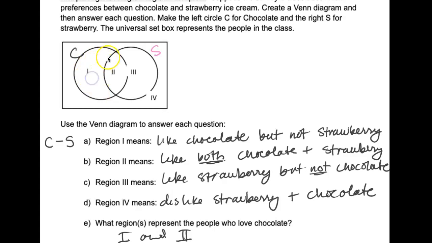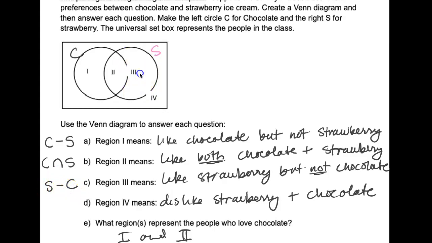Okay. For the second one, likes both chocolate and strawberry, we're looking at the middle. That would be the intersection. So it would be C intersect S, that overlap. Okay, for part C, region 3 likes strawberry but not chocolate. That's going to be a subtraction. So that represents strawberry minus chocolate, S minus C. The definition of subtraction would be everything in S but not C.